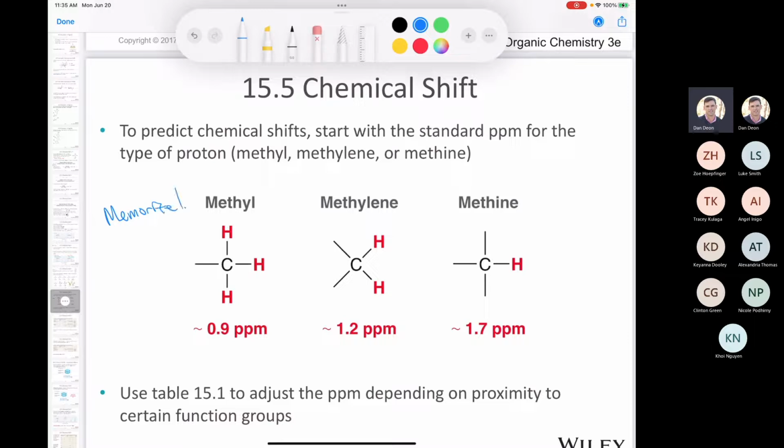Memorize. You need to know that the baseline for a methyl is 0.9 parts per million. The baseline for a methylene, which is a CH2, is 1.2. And the baseline for a methine, which is a CH, is 1.7. I repeat, you have to memorize these values. These values are not on the table that you're going to bring in with you to your quizzes, and you're not going to have any tables on the final exam. So these are numbers that have to be memorized, and we're going to try some practice problems today where we're going to employ these values. So methyl has the lowest, 0.9, methylene is around 1.2, and methine is around 1.7.